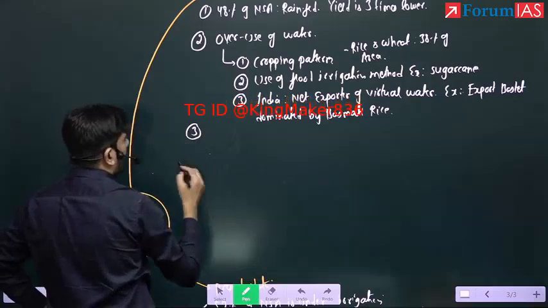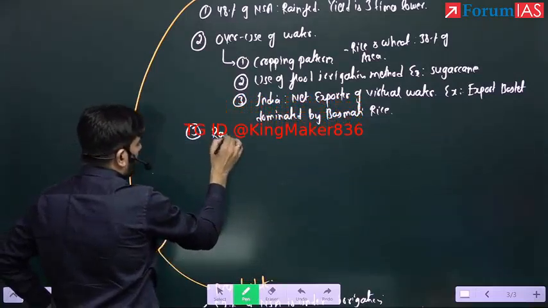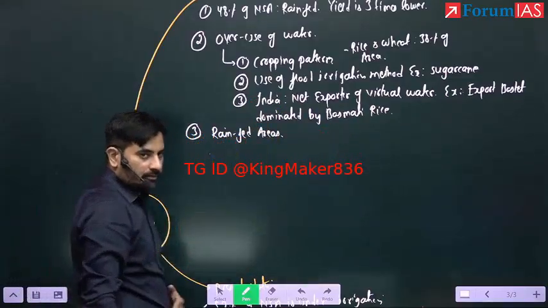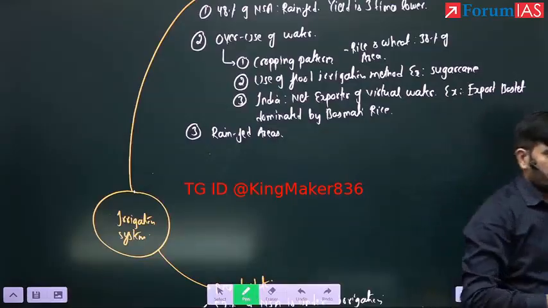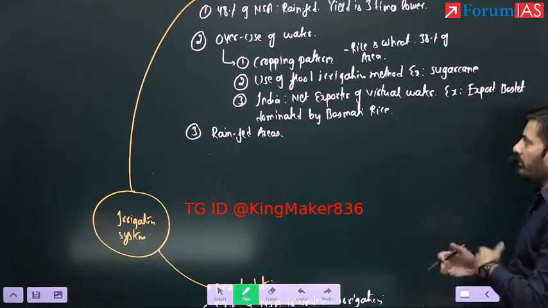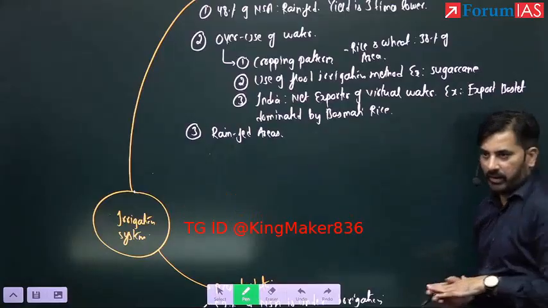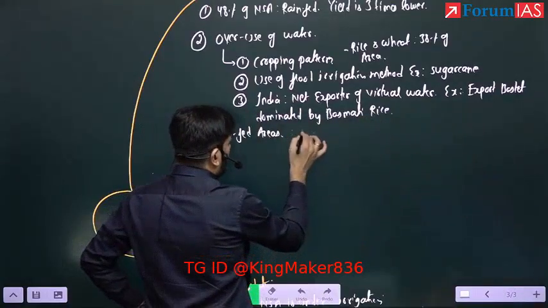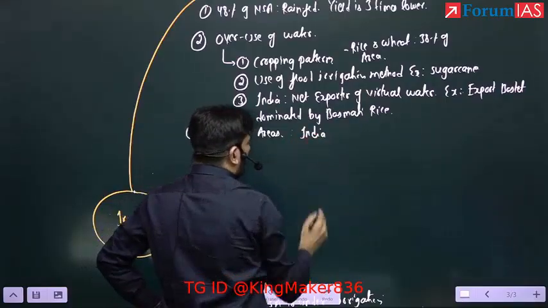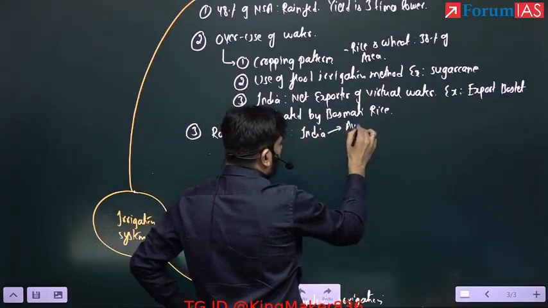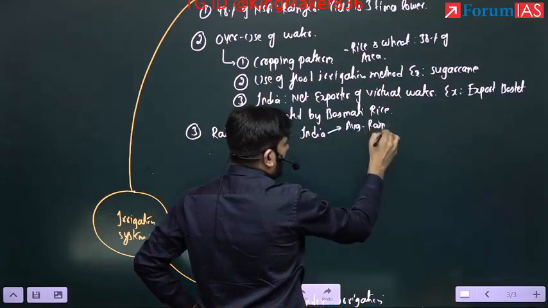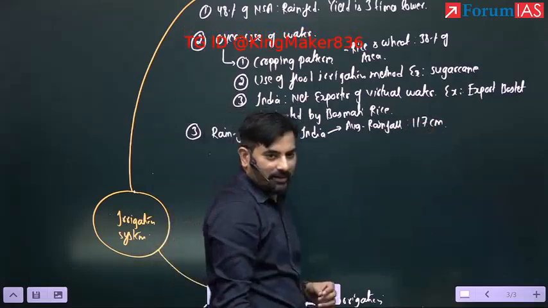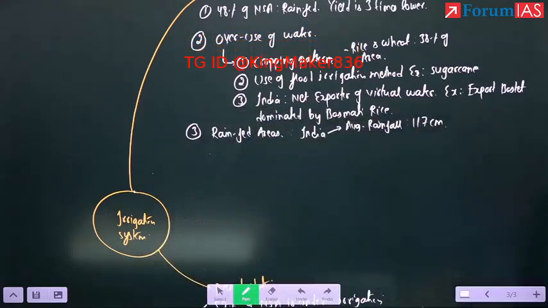The next point is with respect to rain-fed areas. The problems in the rain-fed areas here. If you see the problems in the rain-fed areas, India's average annual rainfall is around 117 centimeter.